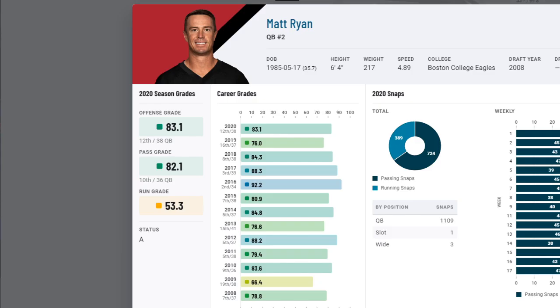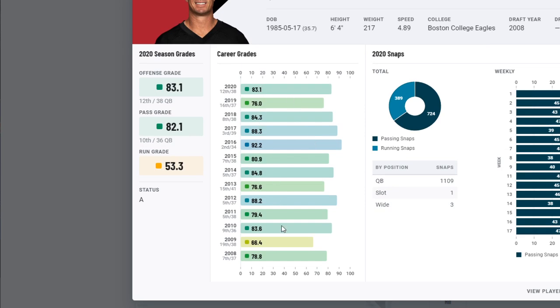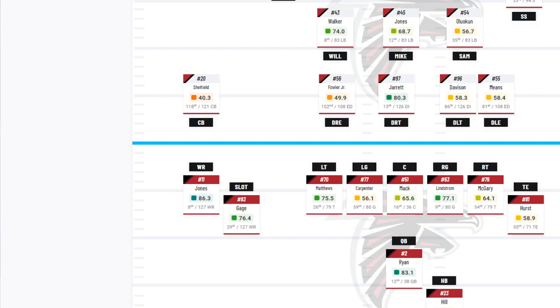But even if we click on it, I mean, dude has been solid for a while. And he's 35, which is kind of getting up there. But who's to say he can't play another 5 years or 4 years or whatever? I don't know. Just a thought. But we'll throw quarterback in there because that seems to be the consensus so far.